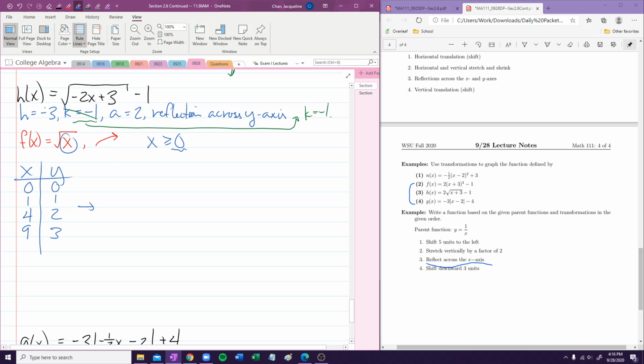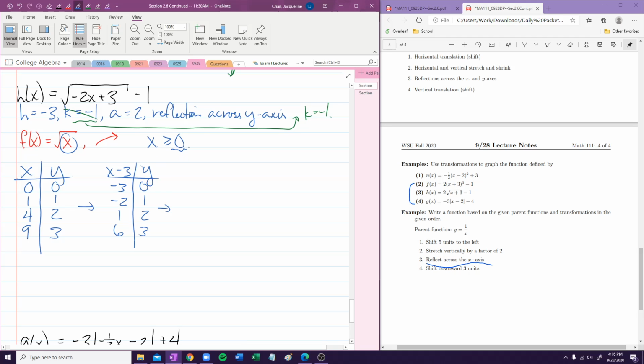Okay, so because it's the horizontal translation, it's affecting my x, so I'm going to do x plus h, which is x minus 3. And then my y doesn't change. This is -3, -2, 1, and 6. And then my y stays the same.